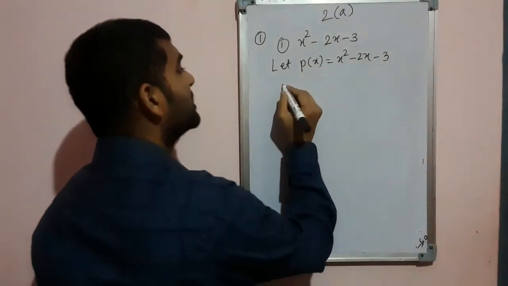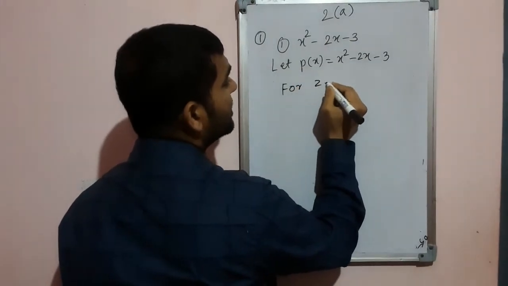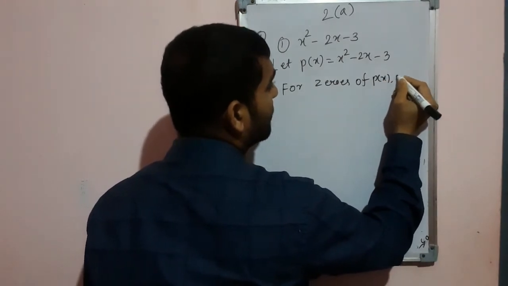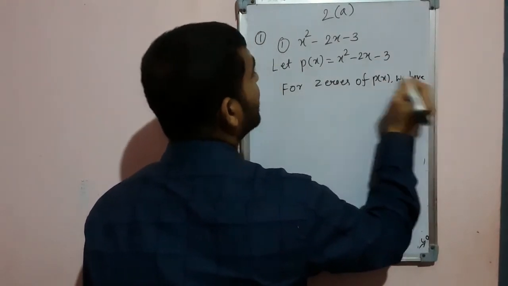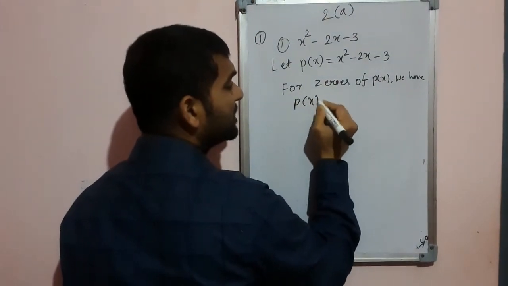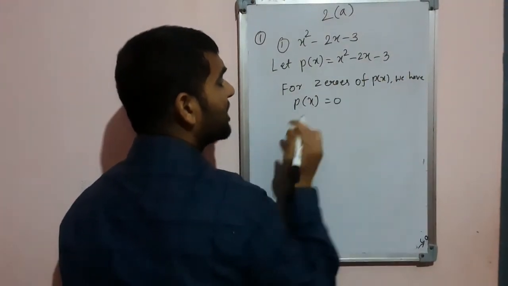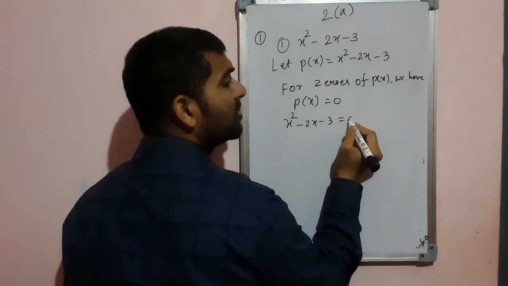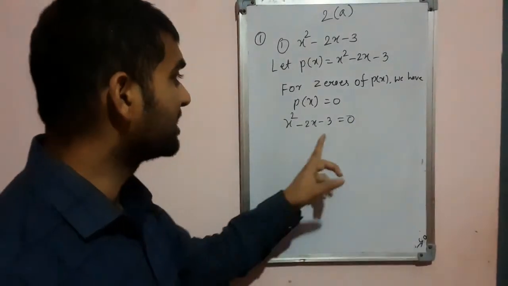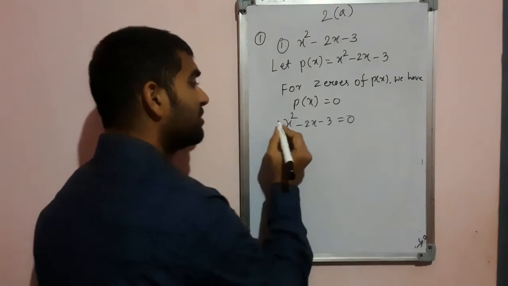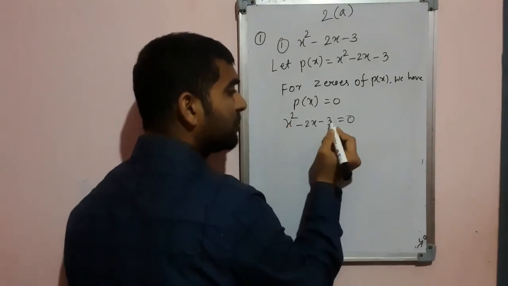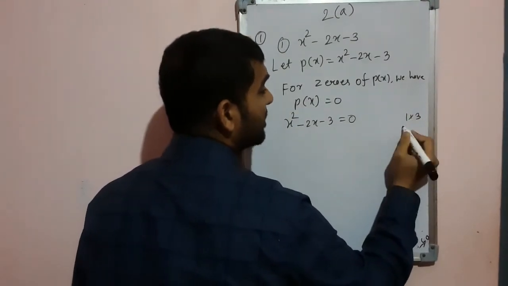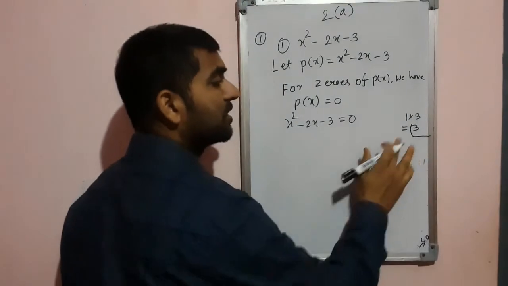So what we will write? For zeros of p(x), we have p(x) equal to 0. What is the value of p(x)? This one, right? So we can write x square minus 2x minus 3 equal to 0. Now you know that is splitting the middle term. How we split it? 1 into 3 we will get how much? It will be 3.